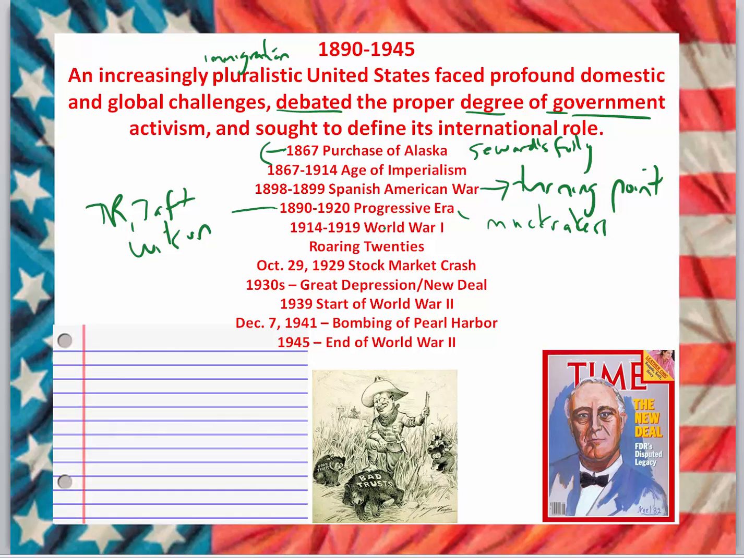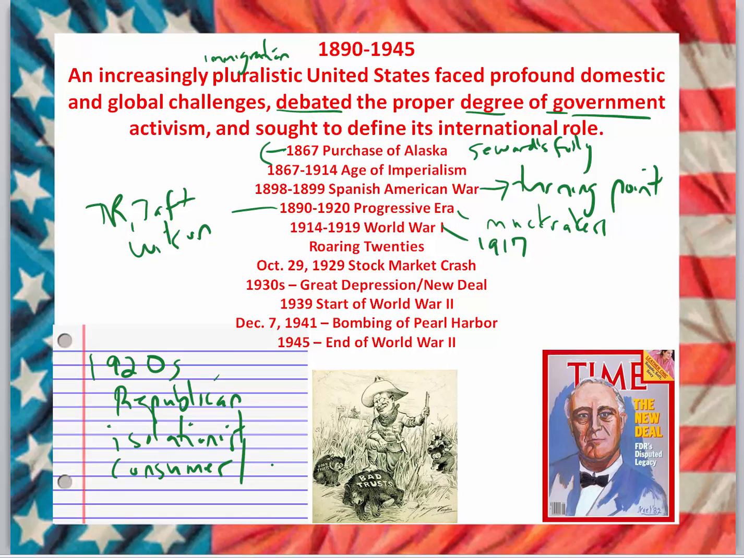1914 to 1919 is World War I. The United States will not get involved until 1917. Then the 1920s, the Roaring Twenties. Let's remember, 1920s, America had three Republican presidents, Harding, Coolidge, and Hoover. America attempted to be isolationist. Warren G. Harding's slogan was even a return to normalcy, wanting to go back to the way things were before the war.